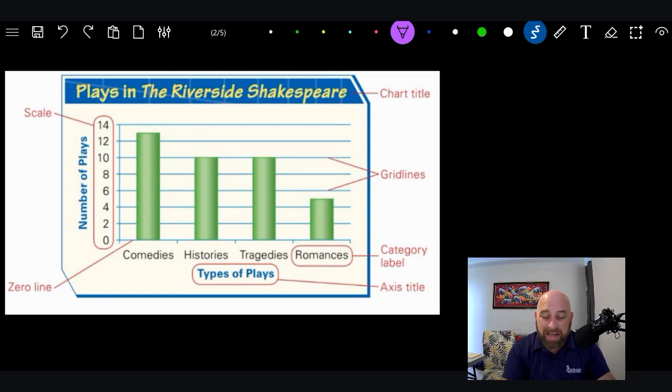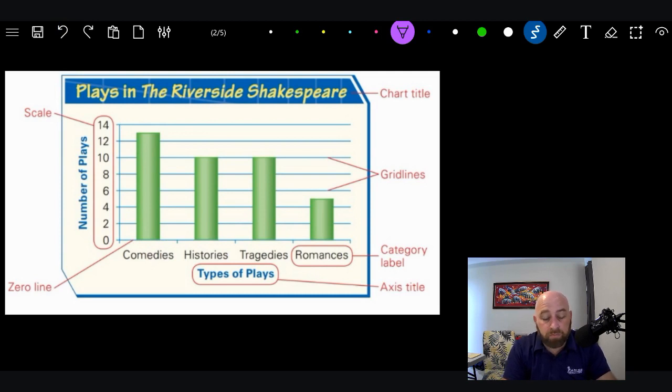What is an axis? You might remember on the Cartesian plane, we had the x-axis and the y-axis. What does that mean? That's like the line of origin. The axis is the line of origin. So where are these starting? Well, they start on the 0 line, the line of origin. Where do these ones start? Right here with the number of plays.